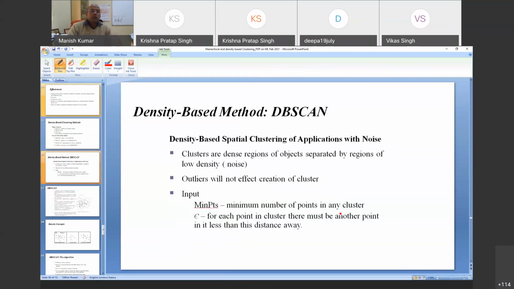DBSCAN is density based spatial clustering of applications with noise. It clusters the data points. You can say that clusters are dense regions of objects separated by regions of low density. So this is noise. Outliers will not affect the creation of the clusters. There are 2 user defined parameters: minimum points, that is the minimum number of points for any cluster, and epsilon, which means for each point in a cluster there must be another point in it less than this distance away.